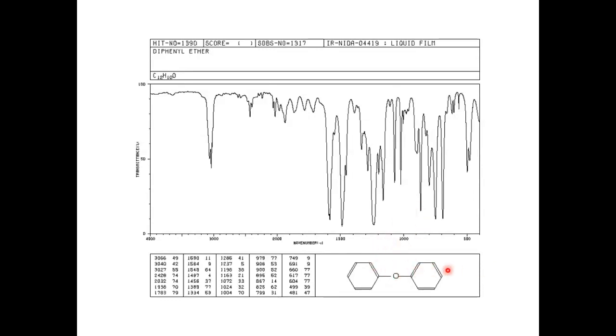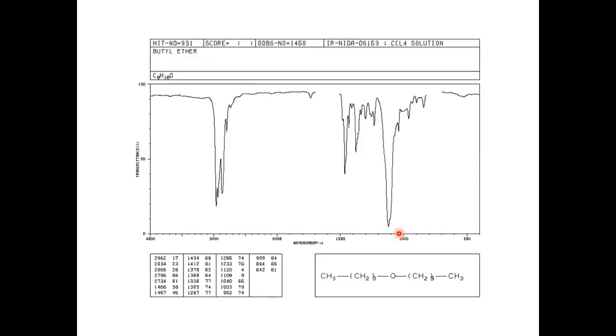So if this is diphenyl ether, what you see, this is a CO stretching band, and you see it's slightly above 1200. So this is the 1200 mark, and this is slightly above 1200, maybe 1220, 1230, something, actually it's 1237. So this is an sp2 hybridized CO single bond.